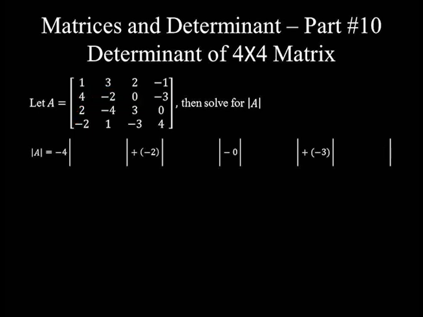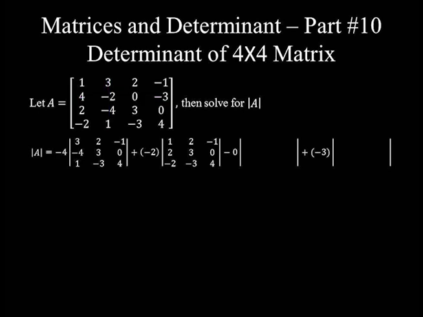The elements of each of these 3 by 3 matrices can be determined by crossing out the row and column where the coefficient belongs. 4 is located at the intersection of row 2 and column 1. Crossing out row 2 and column 1 leaves us with 3, 2, negative 1 in row 1, negative 4, 3, 0 in row 2, and 1, negative 3, 4 in row 3. The row and column associated with negative 2 are row 2 and column 2. When we eliminate them, we find 1, 2, negative 1 in row 1, 2, 3, 0 in row 2, and negative 2, negative 3, 4 in row 3.